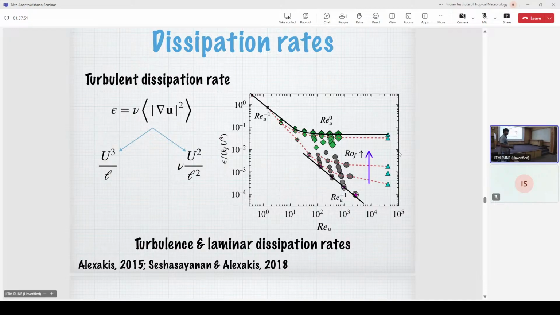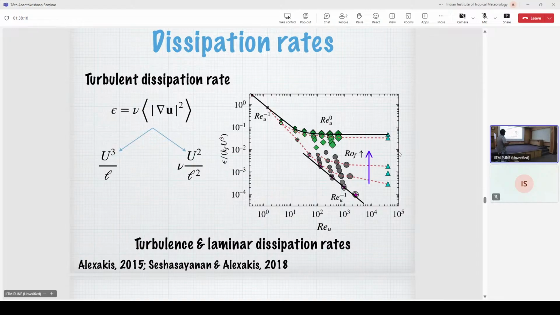Whereas if it's turbulent, this is called a turbulent drag, or the drag that you see in aeroplanes and all, right? So you have a turbulent drag. That term scales like u cubed over L, right? So if you normalize this epsilon with u cubed over L, this is what is being plotted as a function of the Reynolds number of the system.